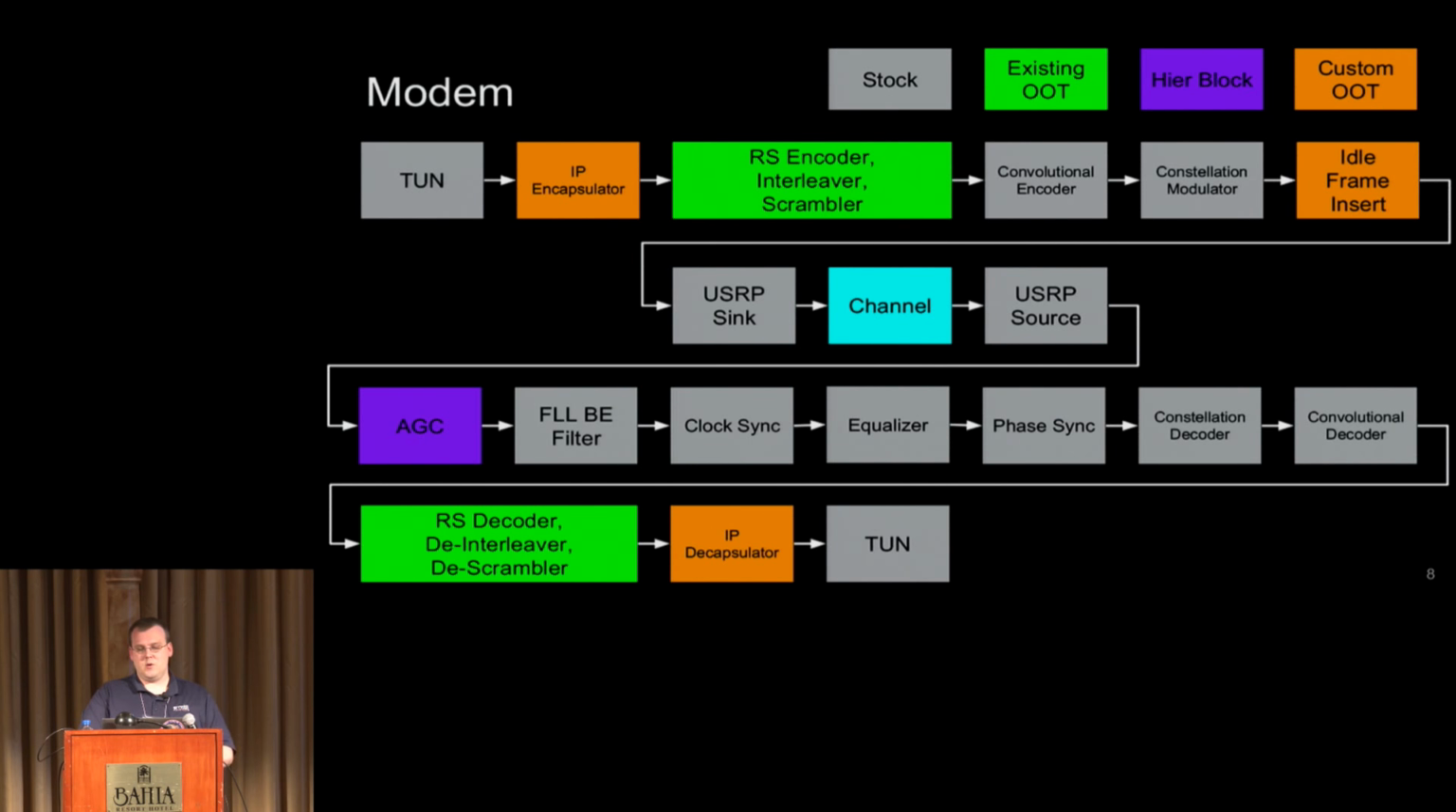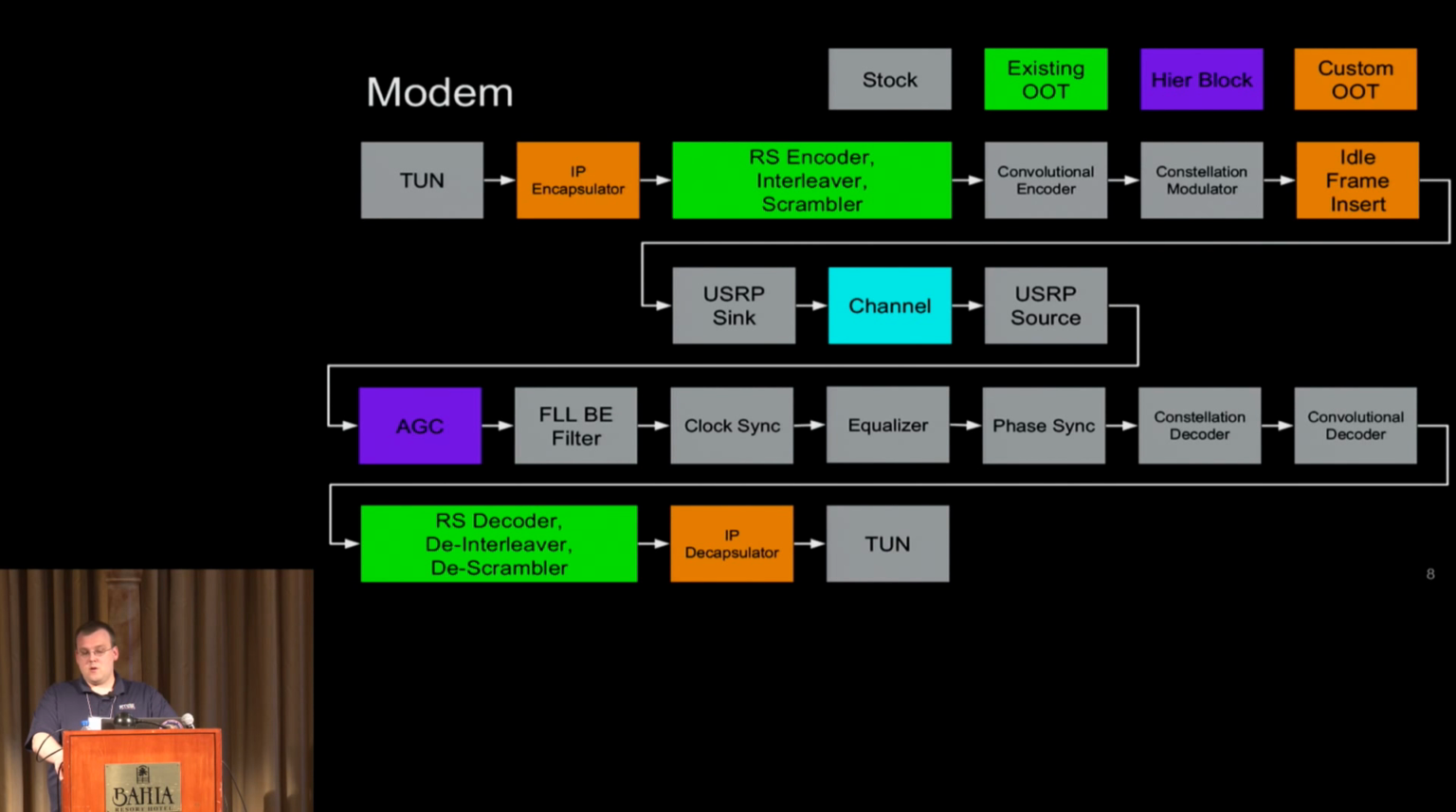So here's a high-level view of what the modem looks like. I've highlighted the stock blocks, which come with GNU Radio by default, some OOTs that I used, higher blocks, and custom out-of-tree blocks that I wrote. So you can see, really, all I had to write myself were an IP encapsulator and decapsulator block. Those are dead simple Python blocks. Probably took 10 minutes to write.